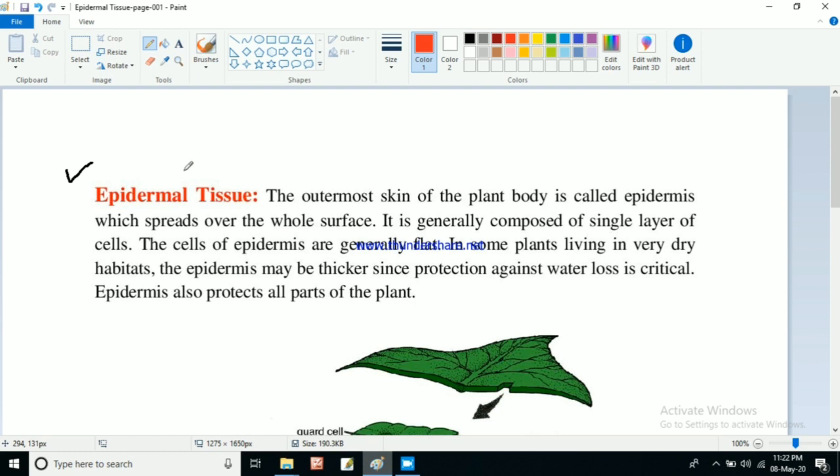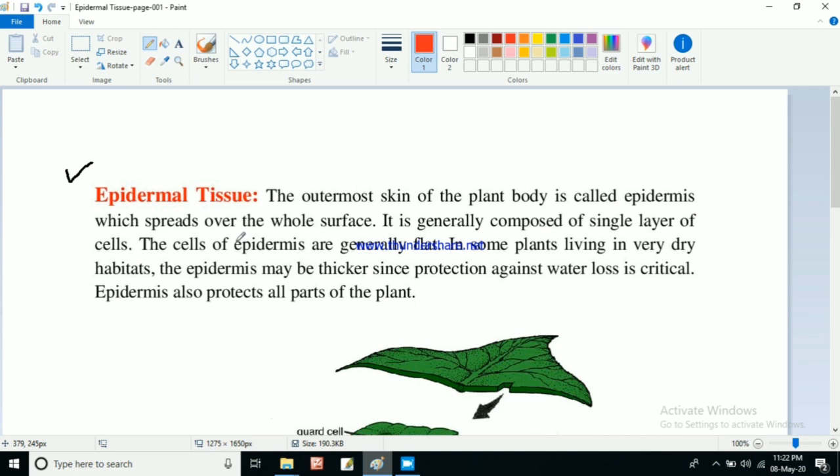So what is epidermal tissue? First we have to understand what is epidermis. The outermost skin of the plant body is called epidermis. In our body also we have skin, and that skin is known as epidermis, means outermost skin. The outermost skin of the plant body is also called epidermis, which spreads over the whole surface. This epidermis is present in all the parts: in the leaves, in the stem, and in the roots also. The outermost skin of the various parts is known as epidermis.